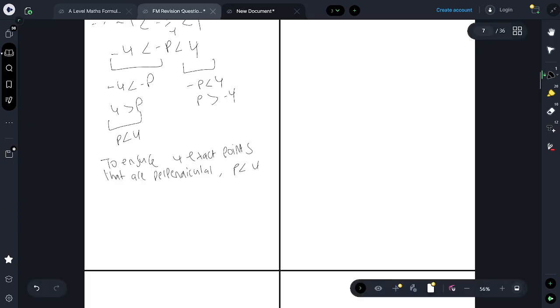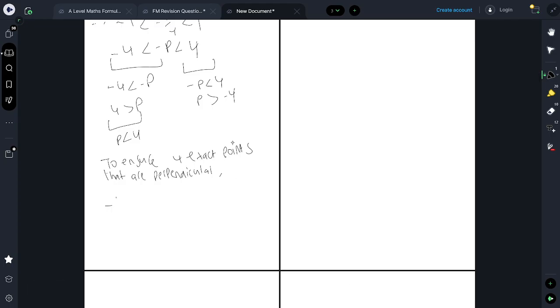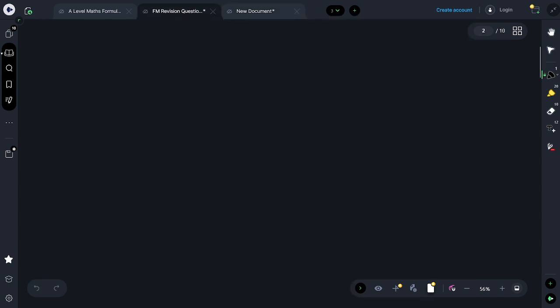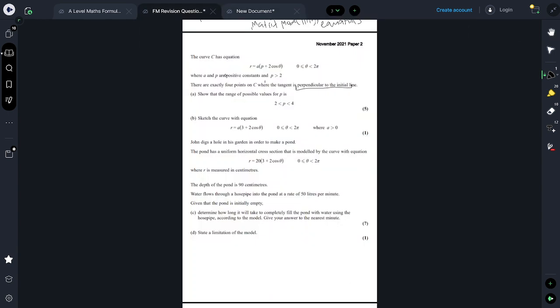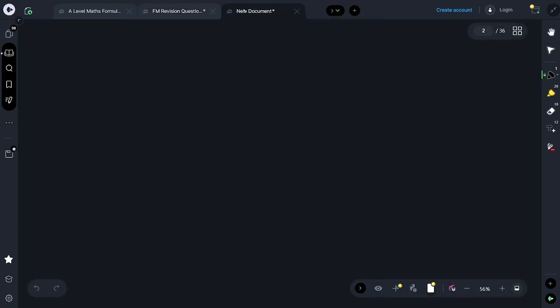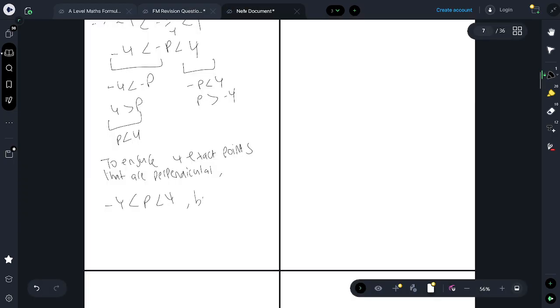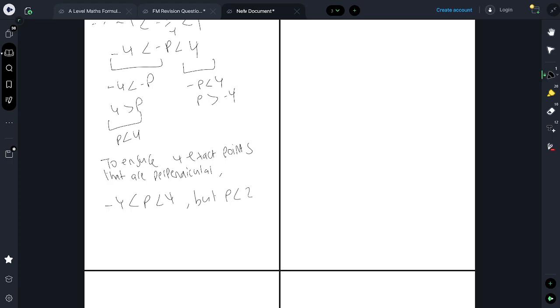So we can write this as minus 4 less than p less than 4, right? So p has to be greater than minus 4 and p is less than 4. However, they told us in the question that p is greater than 2. So we need to actually get rid of this and tighten the bound, so that actually p has to be between 2 and 4, which is what we need to show, okay? So yeah, that's how you tackle that.